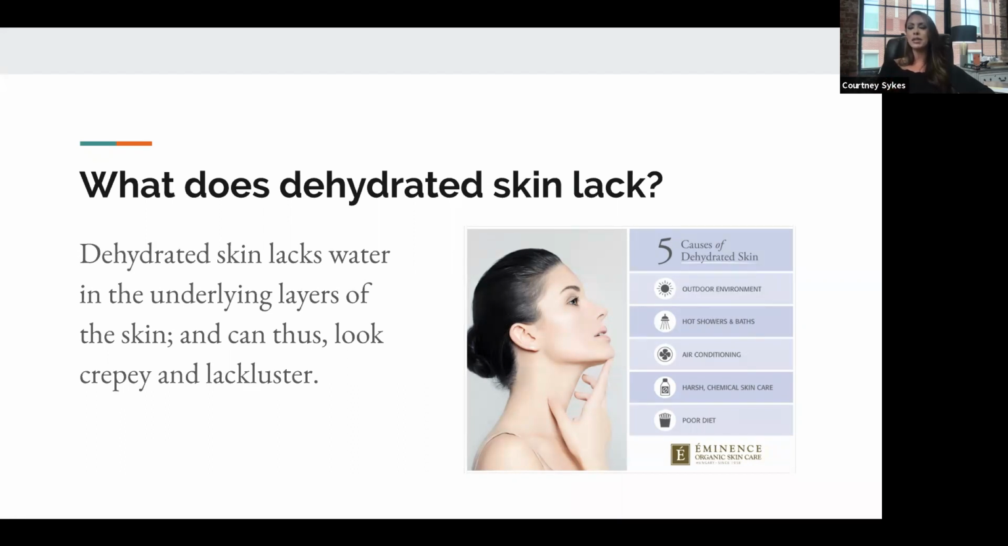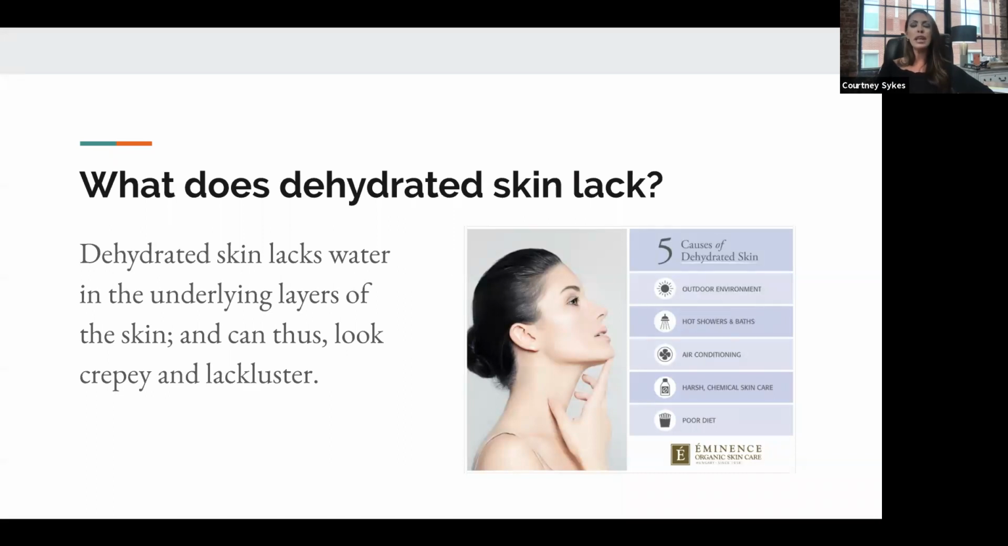So look at what it says off to the side here. 5 causes of dehydrated skin would be outdoor environment, hot showers and baths. That's hard for me to say no to because I love my hot bath, right? Air conditioning, harsh chemical skincare, and then poor diet. Okay, so keep that in mind, that those are causes of dehydrated skin. You could do a whole education series on social media today about dehydrated skin.